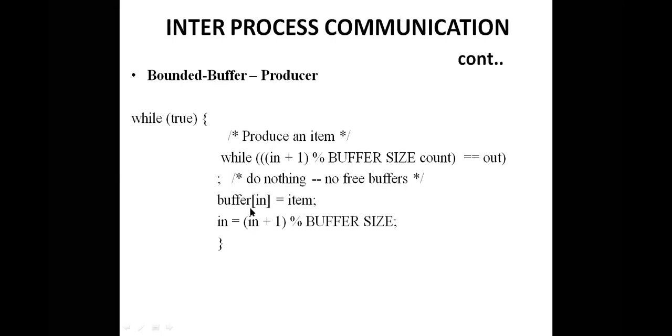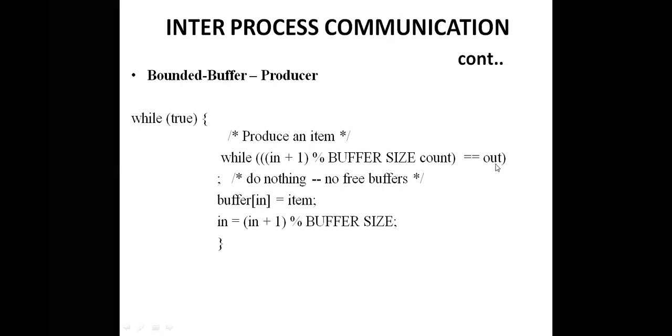Again we move here. Buffer of in means buffer of 2. Buffer of 2 equal to item. In the first iteration, buffer of 0 equal to item. In the second iteration, buffer of 1 equal to item. In the third iteration, buffer of 2 equal to item. Likewise, we continue the iterations until the in value becomes 9. Whenever the in value becomes 9, 9 plus 1 equals 10. 10 modulo division 10 equals 0.